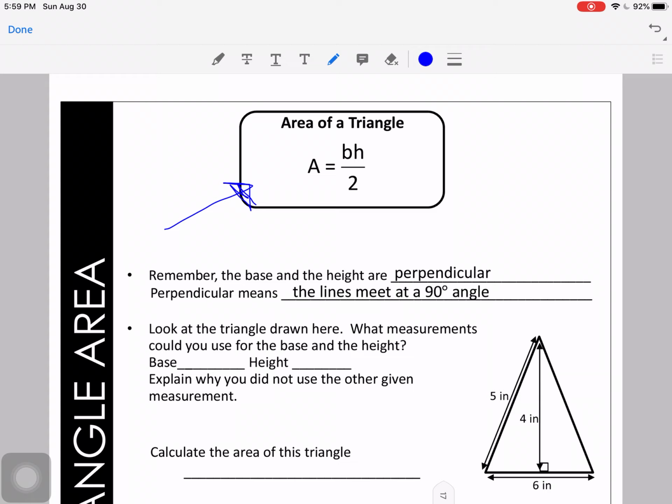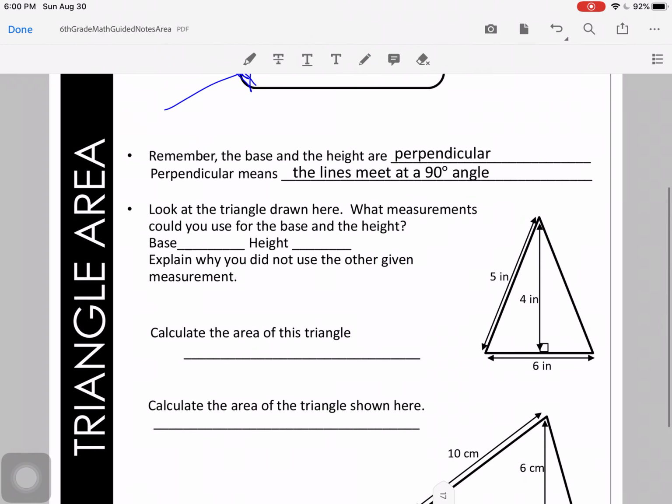Remember that the base and the height are perpendicular. We say that the base and height correspond because they form perpendicular lines, which means that they meet at a 90-degree angle. So it says, look at the triangle drawn here. What measurements can you use for the base and the height? So we want to look for corresponding base and height, which means that they meet to form a 90-degree angle.